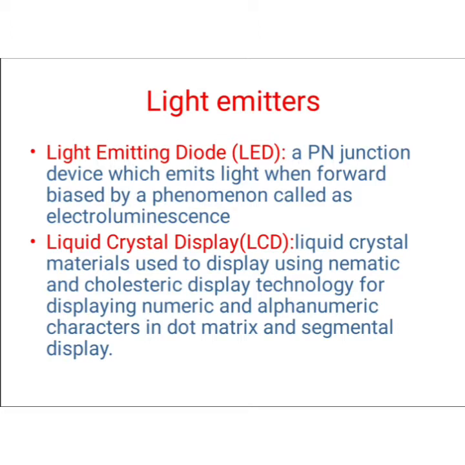These are generally used for displaying numerals and alphanumerical characters, and dot matrix and segmental displays, like 7-segment displays. So you can see the digital form of 8. This is called a 7-segment display. The digital form of 8 is displayed.